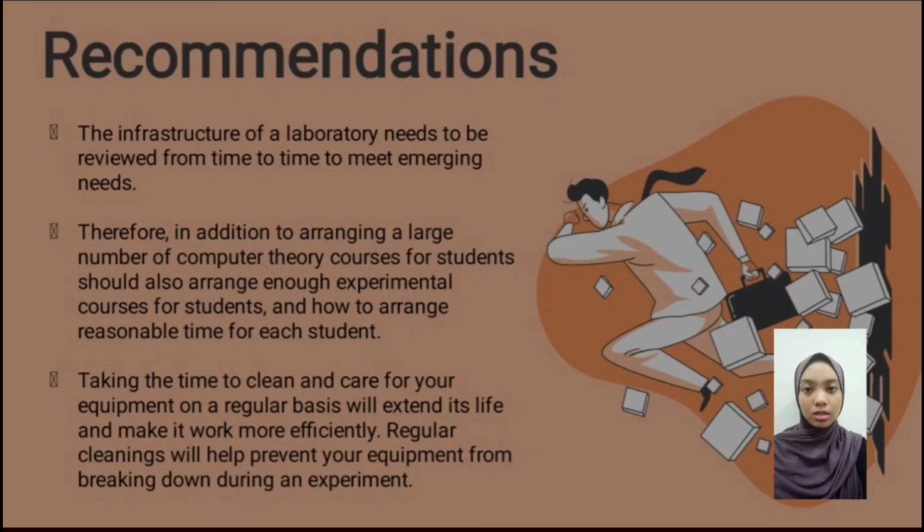Okay, this is about recommendation. First, the infrastructure laboratory needs to be reviewed from time to time. Second, arranging a large number of computer theory courses, arrange enough experimental, and arrange a reasonable time for each student. And the last one is taking time to clean and care your equipment will help prevent your equipment from breaking down.